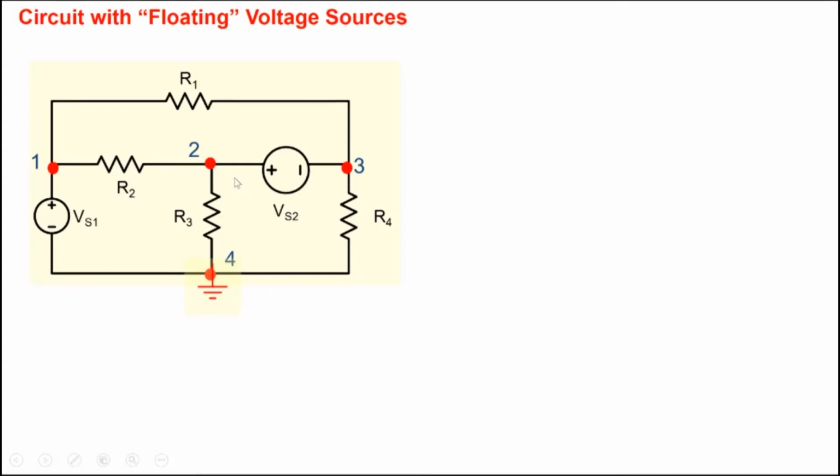They're not on the ground. So in that sense, we call it a floating voltage source. When we have a floating voltage source, we have a little bit of complication. So fine, we have identified all the nodes. Let's look into that. This one is ground.